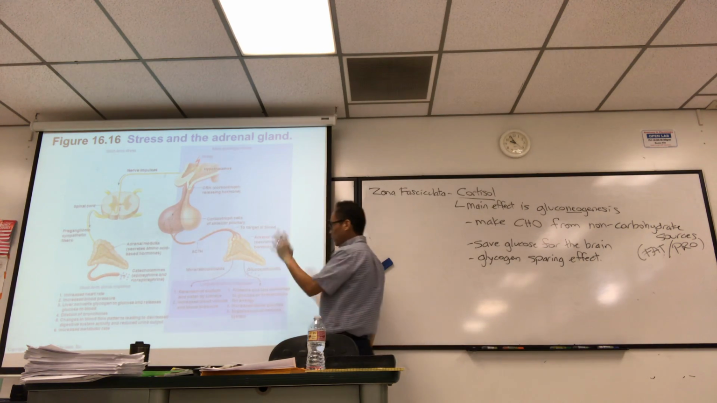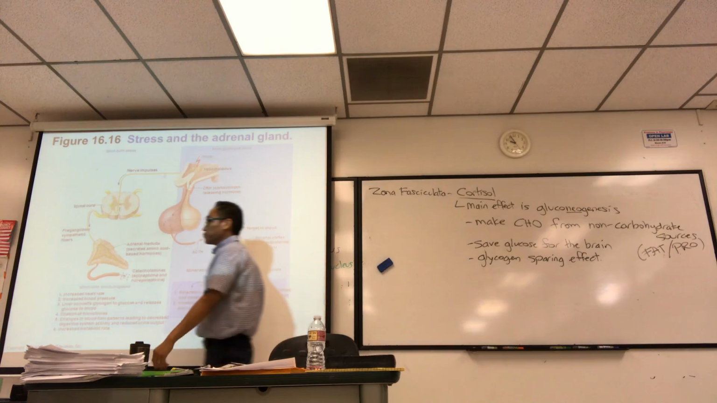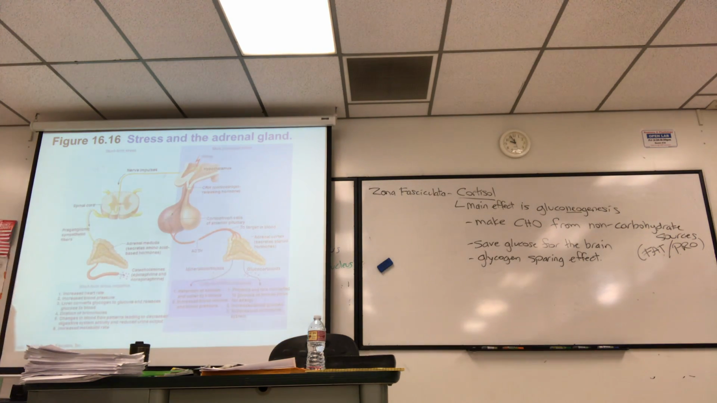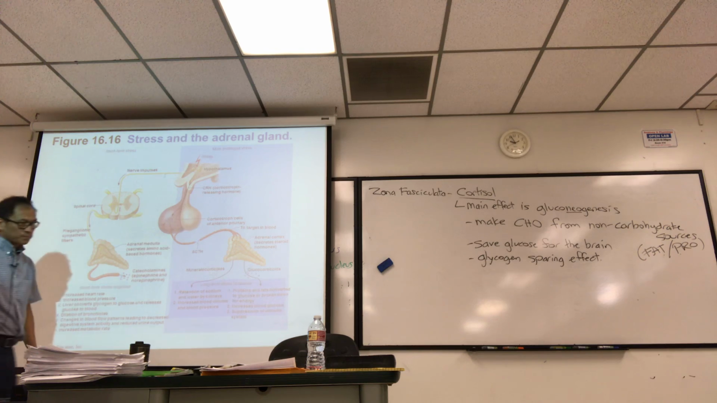All right, so here's kind of a summary slide. The last zone was zona reticularis, but I'll save sex hormones for repro. I just want to end with the adrenal gland physiology with this figure. It's a nice summary figure. Let's look at what we got here.